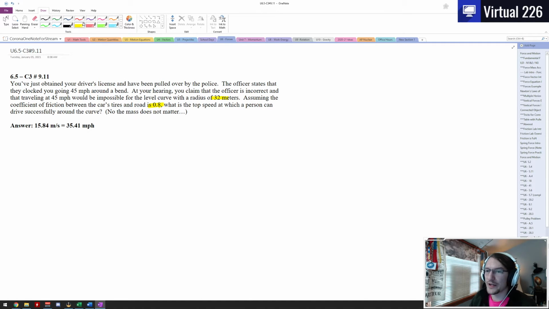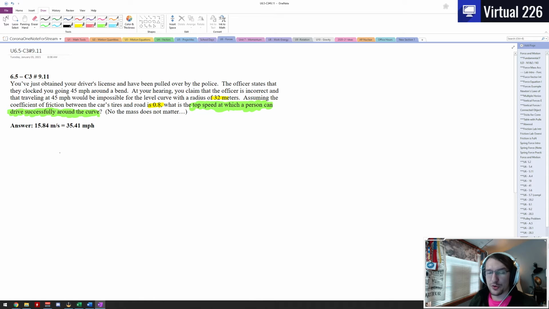So you do this by proving the actual top speed at which a person can drive successfully around the curve, so that you don't slide out of control and crash into a tree. What is the actual max speed that you could travel around a curve? Sometimes you see a curve around PA, and it's like, take it slow, 20 miles per hour. Those signs are there for a reason, people. So let's actually calculate the max speed you could take a curve if it had a radius of 32 meters.